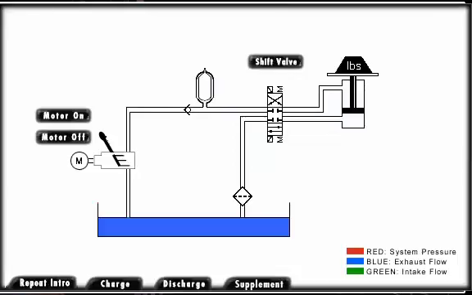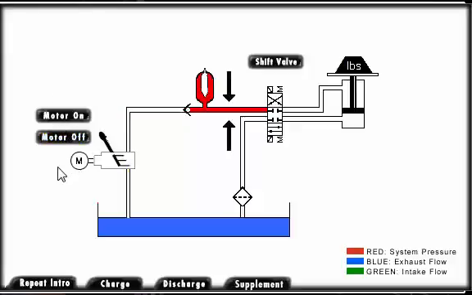In this learning lab, you will see how an accumulator functions within a system. Accumulators store energy that can be used during power failure or when additional energy is needed. Click the Motor On button to charge the accumulator. Once the accumulator is charged, click Motor Off to turn the motor off and simulate a power outage.